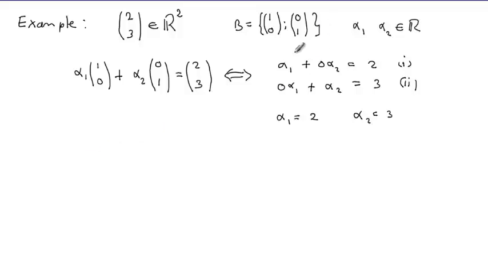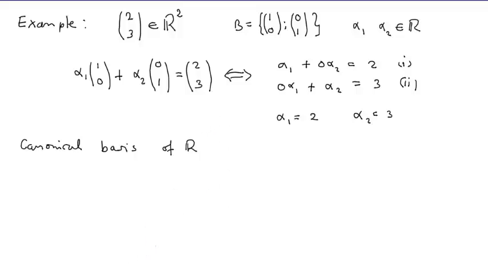And such a basis is more or less a natural kind of base for R2, and it's usually called a canonical basis of R2.